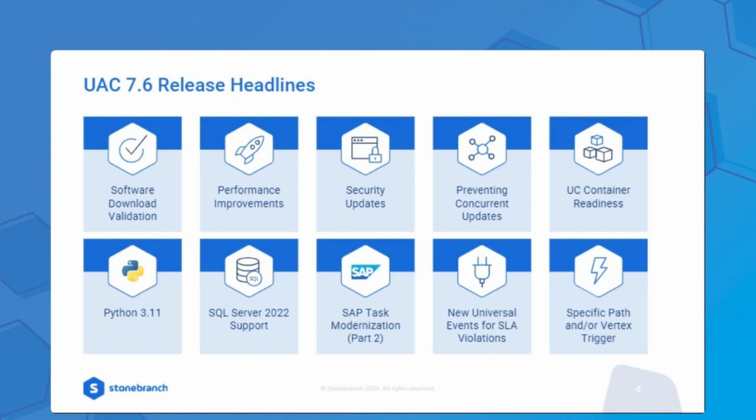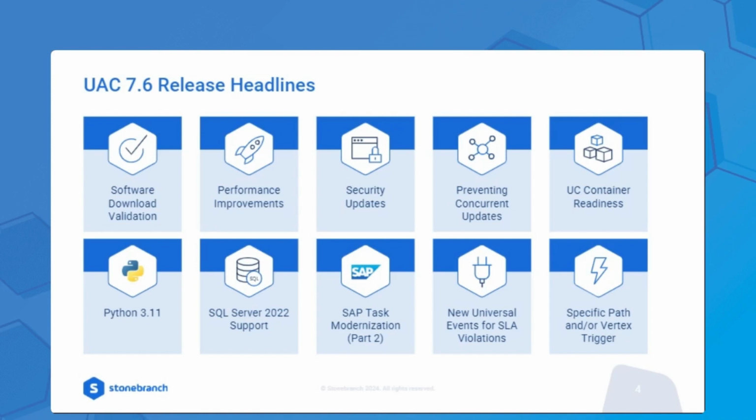We've got a new universal event for SLA violations, so you can track notifications or actions in a new way. And quite a broad-reaching capability: the ability to launch or trigger a workflow from a specific starting point, or include specific jobs or combinations of both. And we'll look at that further in the demo.